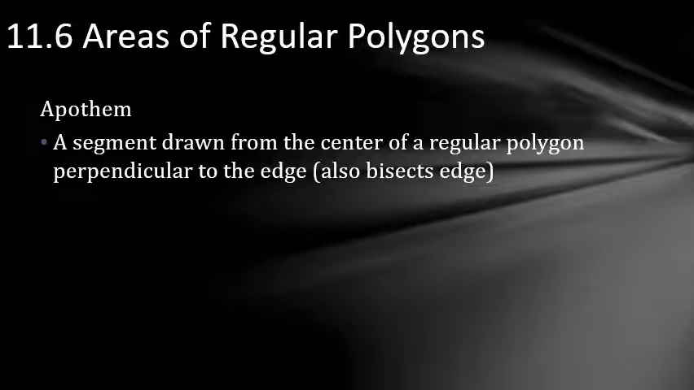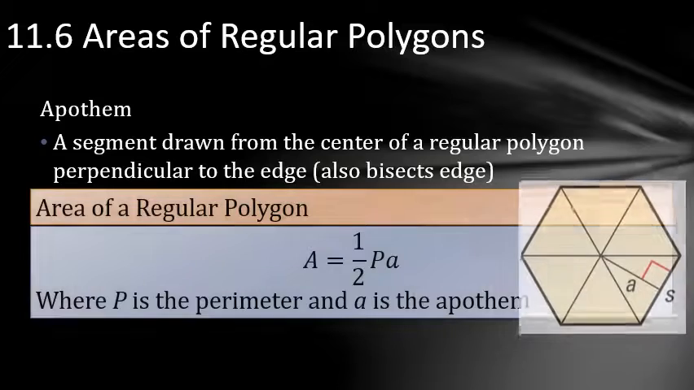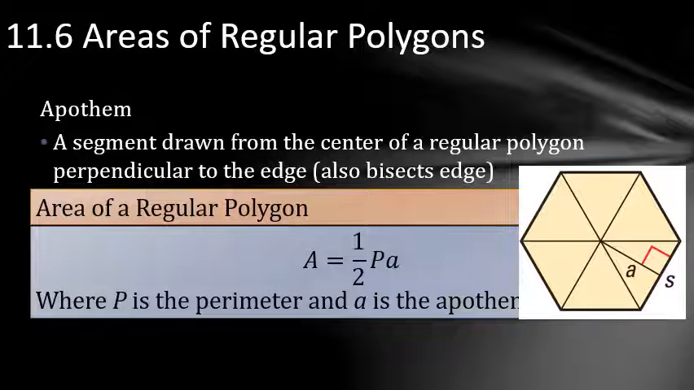The apothem is a segment drawn from the center of a regular polygon perpendicular to the edge. It also bisects the edge. And so the area of a regular polygon is 1/2 PA, where P is the perimeter and A is the apothem.